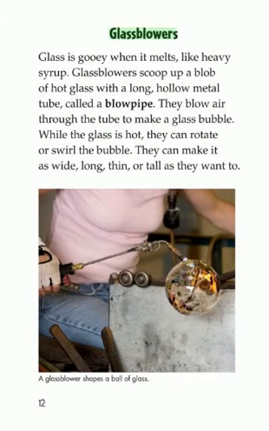Glassblowers. Glass is gooey when it melts, like heavy syrup. Glassblowers scoop up a blob of hot glass with a long, hollow metal tube called a blowpipe. They blow air through the tube to make a glass bubble. While the glass is hot, they can rotate or swirl the bubble. They can make it as wide, long, thin, or tall as they want to.